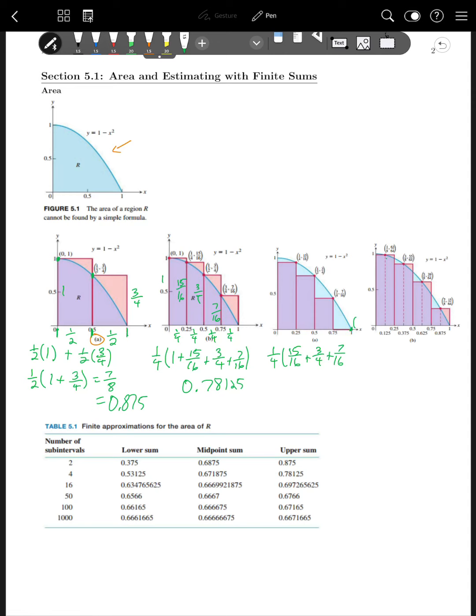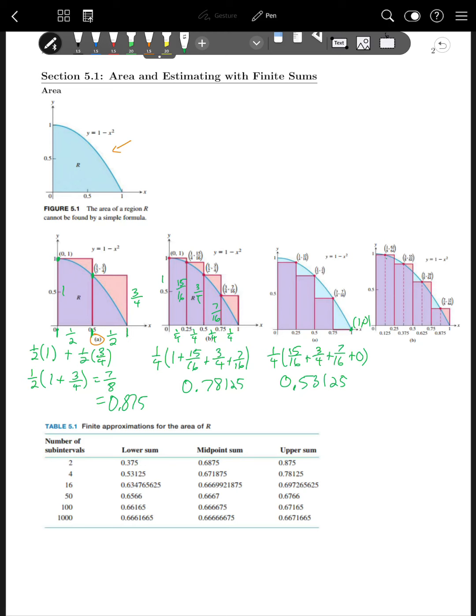So in this case, the width is still 1/4, but instead of using the left-hand endpoint of the region, 0 for the first rectangle, I use the right-hand endpoint, 1/4. And so that gives me a height of 15/16. And then the right-hand endpoint for this one is 3/4. The right-hand endpoint for this one is 7/16.